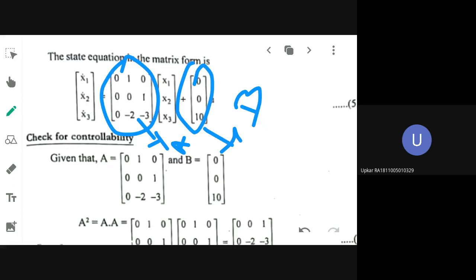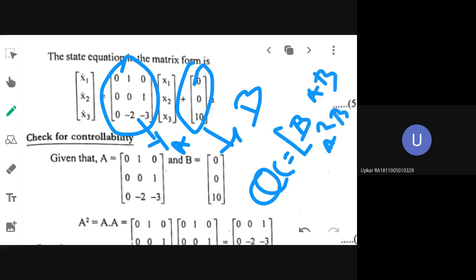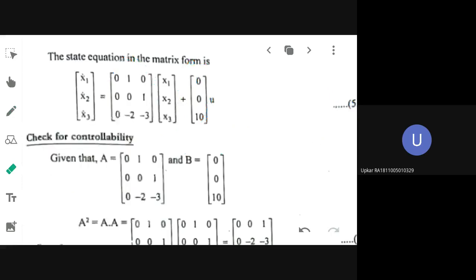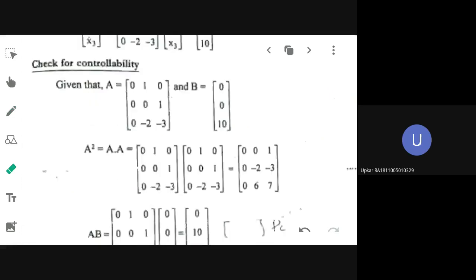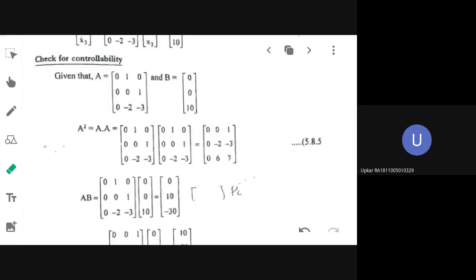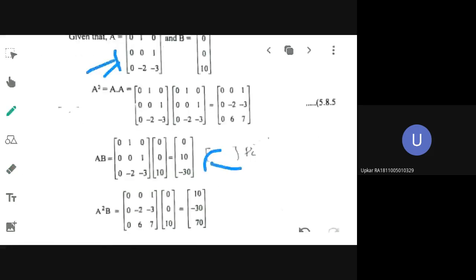With A and B, I can determine the QC matrix, which is given by B, AB, A squared B. Testing for controllability using Kalman's test is what I am going to do. So this is a standard matrix. The first test that I will do is this controllability test, before going for state space feedback. So this is my B matrix and this is my AB matrix. You know how to multiply matrices, so I am not going to discuss that in detail. This is A squared B. So I have got these three, and I will compile them into QC, the controllability matrix.